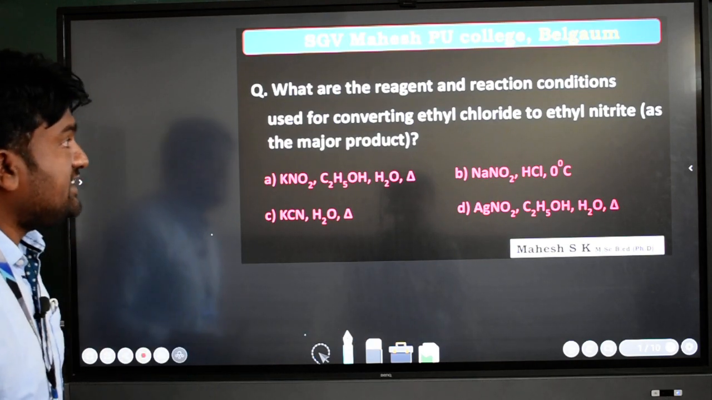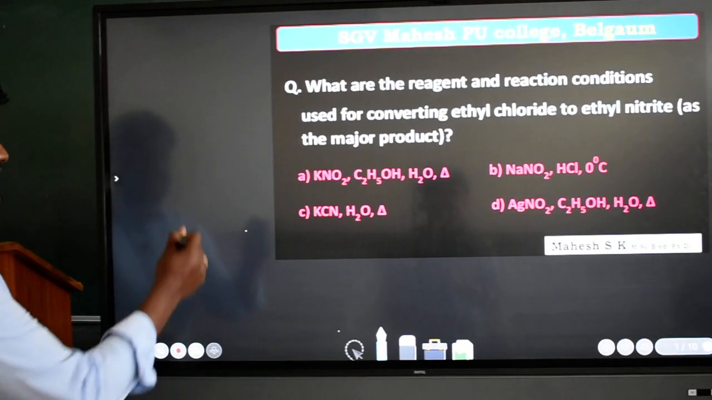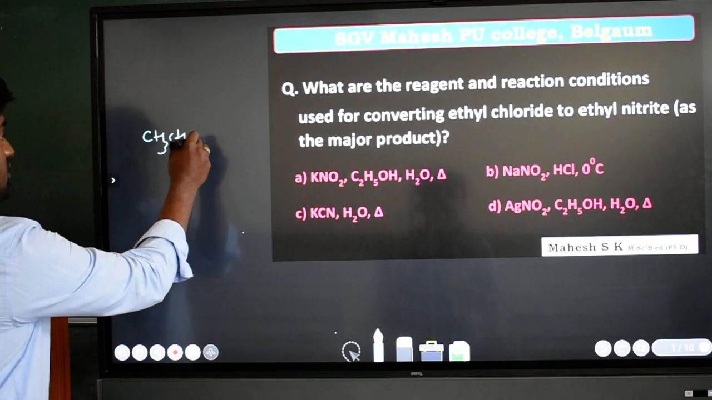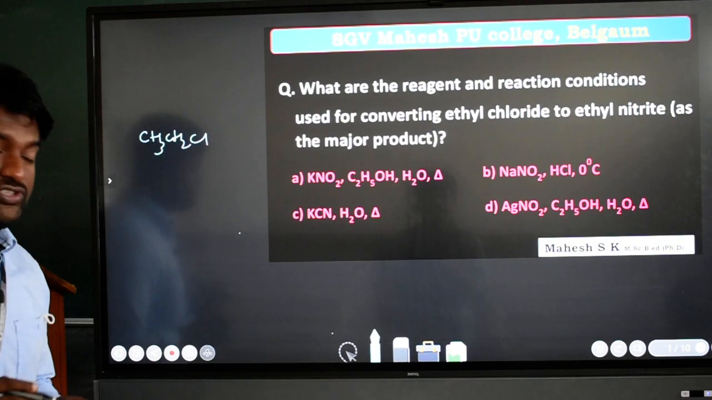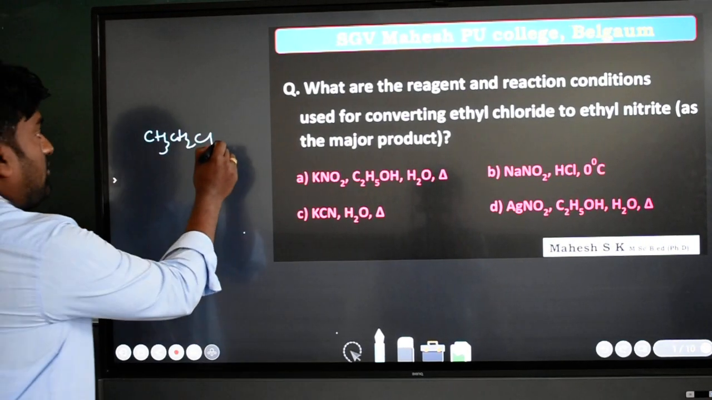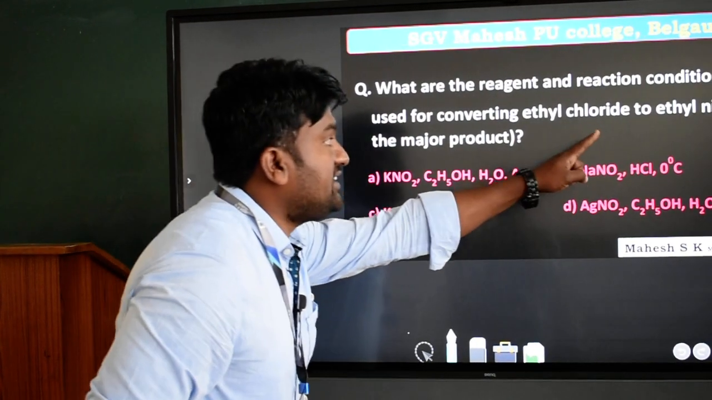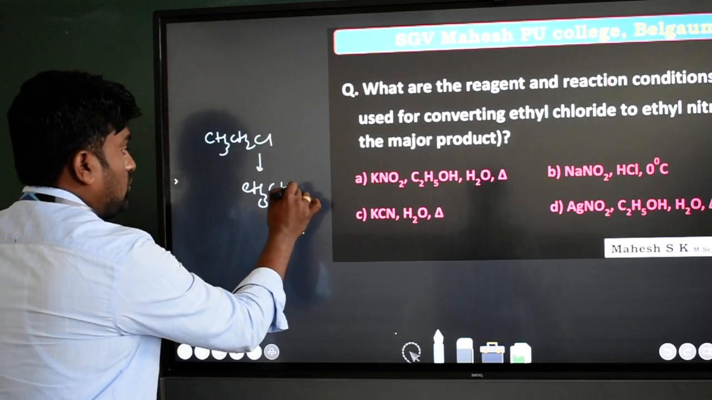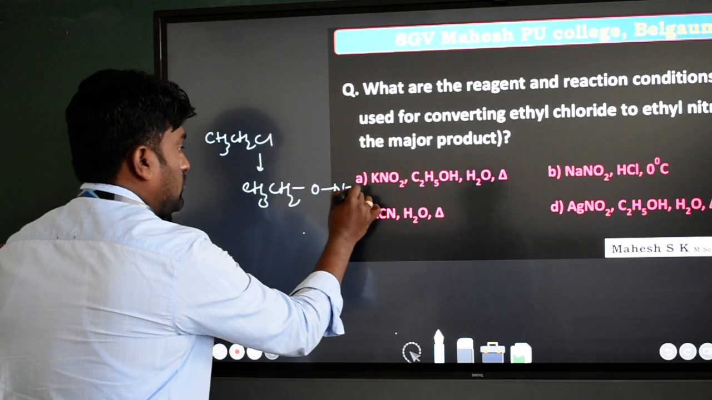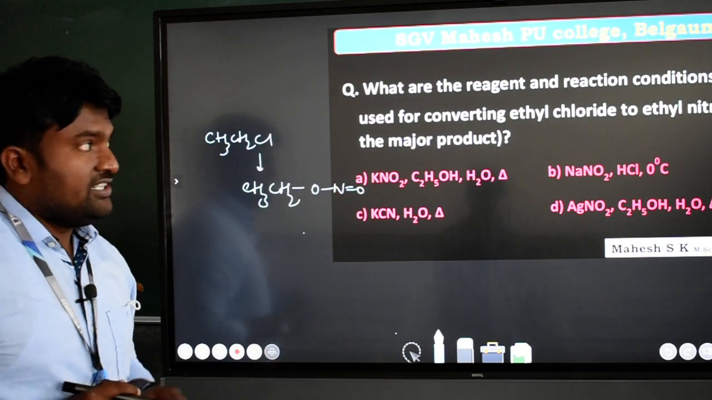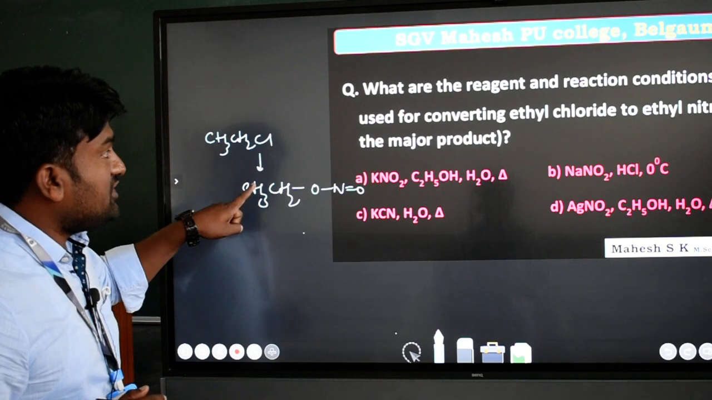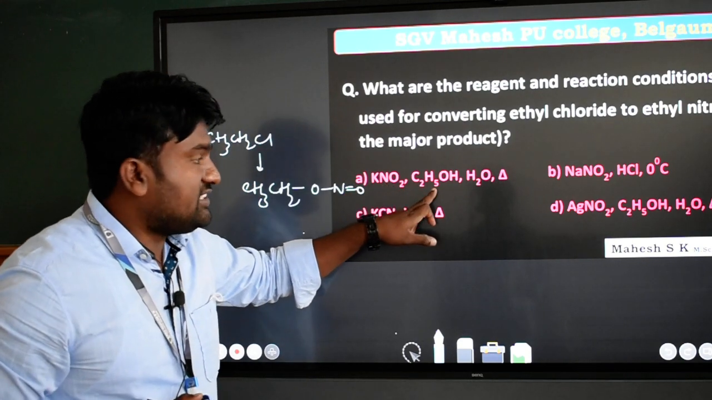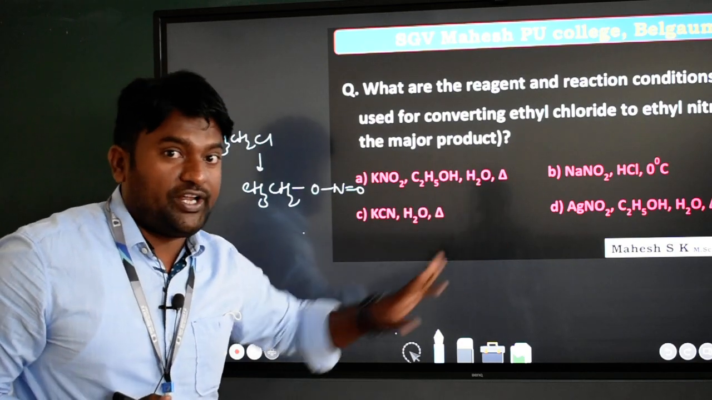The question they have asked here: ethyl chloride is nothing but CH3CH2Cl. It is converted into what? Ethyl nitrite means CH3CH2ONO. So which reagent and which conditions do we have to use? Now the first one is potassium nitrite with ethyl alcohol and water, and you have to heat it, delta.